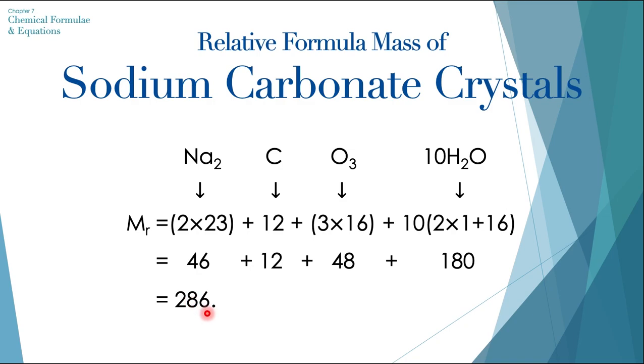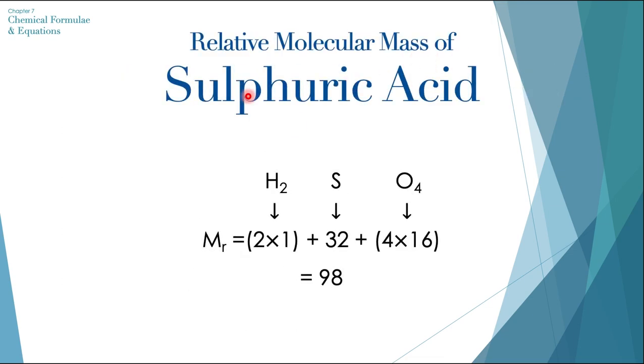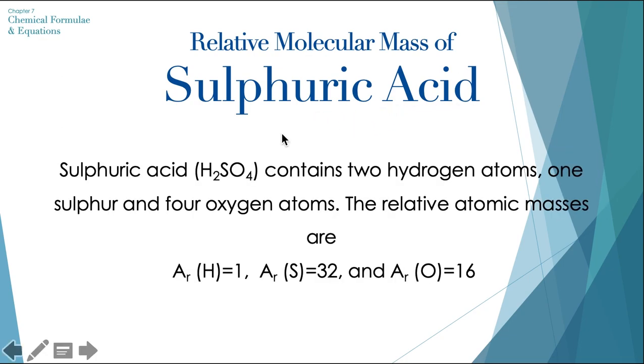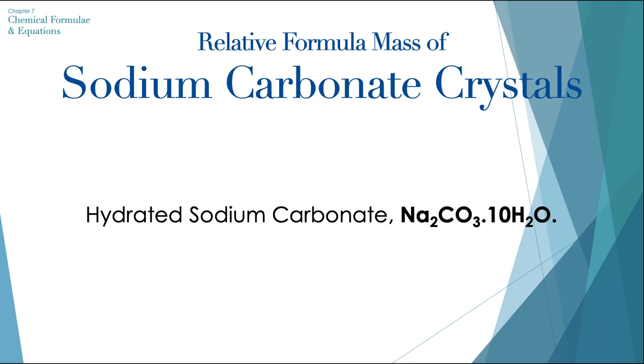Okay, so finding the relative formula mass is the same as finding the relative molecular mass, except that sodium carbonate crystals is an ionic compound, so we found the relative formula mass of this. Before, we found the relative molecular mass of sulfuric acid, because sulfuric acid is a molecule. So in simple words, the formula mass and the molecular mass are the same actually. So if we say find the relative formula mass, you should know that it means the same thing as finding the relative molecular mass.